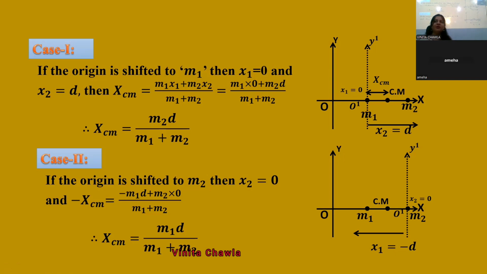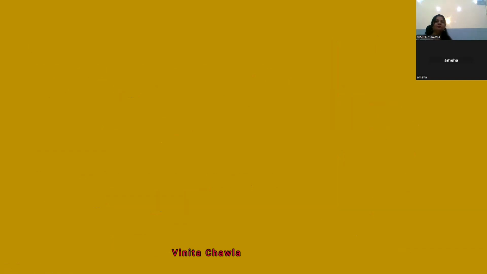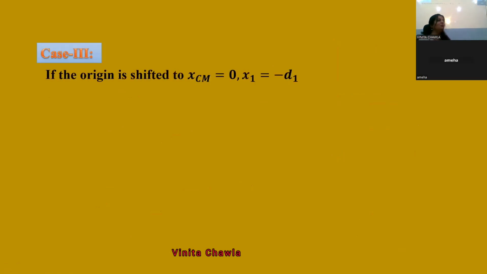Next we have case 3. Now this time origin is shifted to XCM. देखो पहले हमने कहाँ shift किया? M1 पे. Then we have shifted origin to M2. Now we are moving this origin to center of mass.